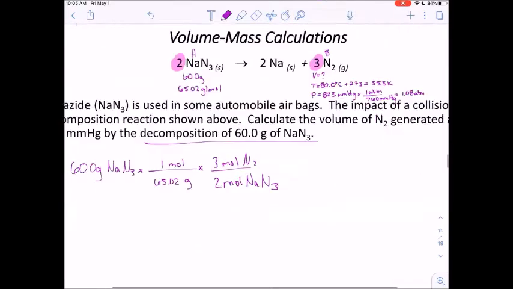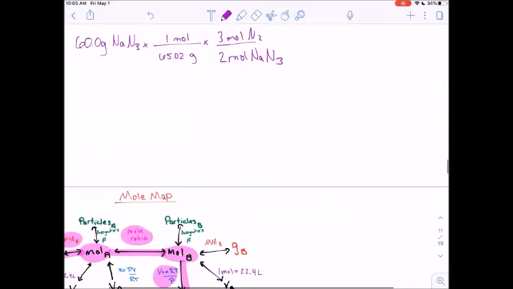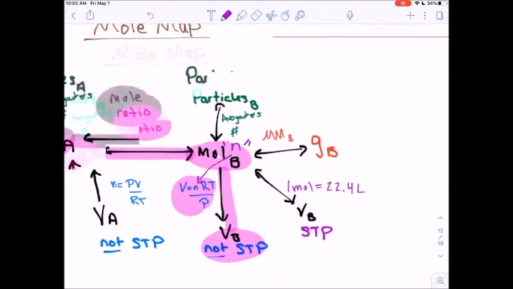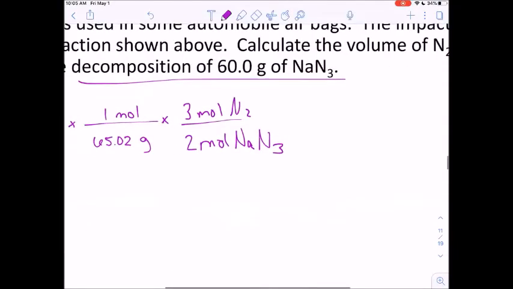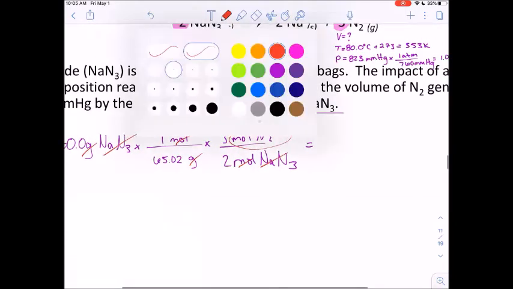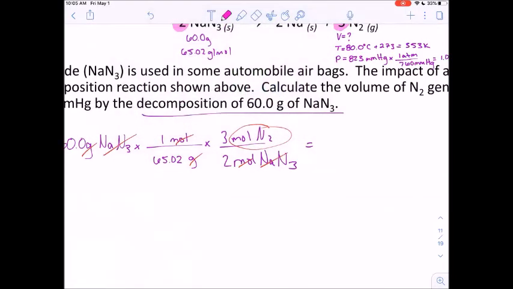At this point, I do need to solve the equation to find that mole value, because I need moles, which is my n value, to be able to plug it into that equation, V equals nRT over P. So I can go ahead and plug in and solve here. Do your unit conversions, make sure everything cancels out: grams with grams, NaN3 with NaN3, moles with moles. I am solving for moles of my B, which is N2. And when I plug in and solve, I end up with 1.38 moles of my N2.